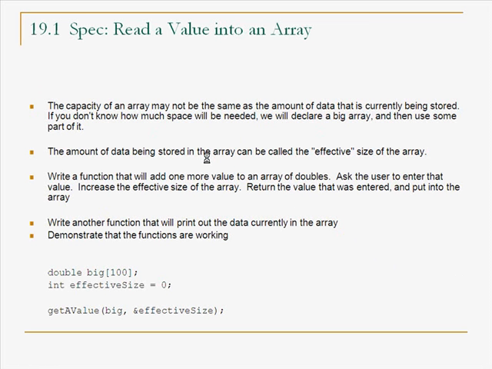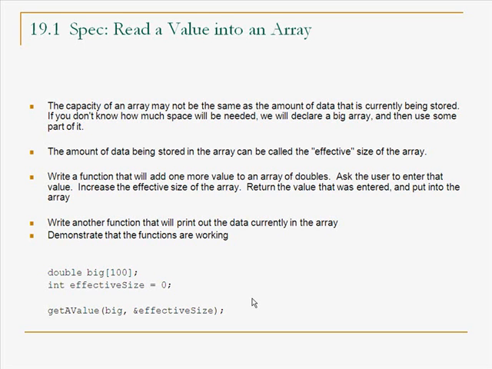Suppose that we have an array and we don't know how many elements we need at the beginning of the program, so we just declare some large array and we fill in the data into the array as we acquire it. So we have two things then. The size of the array is how much space was allocated for the array, and the effective size of the array is how much data there is stored in the array at any given time. So if you look at this declaration down at the bottom, we declare an array of doubles called big that has a size of 100 but an effective size of 0 because there's not any data in it yet.